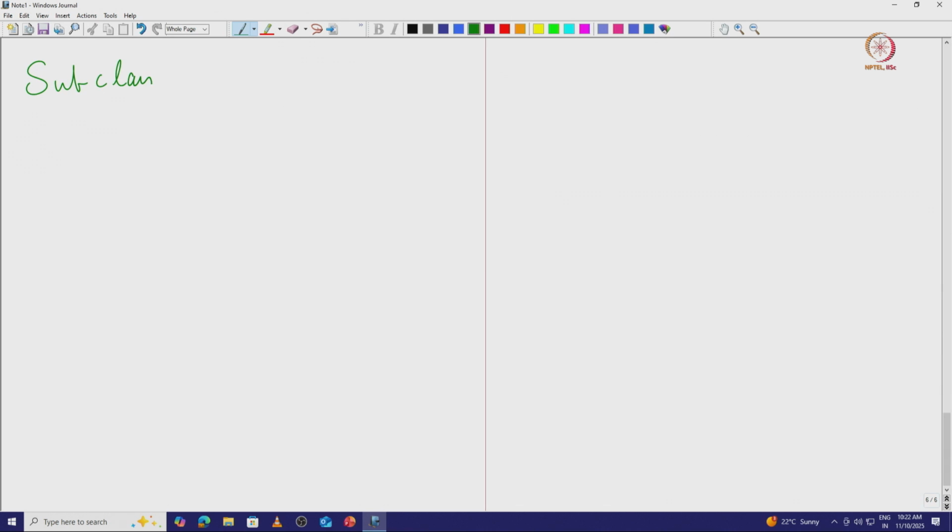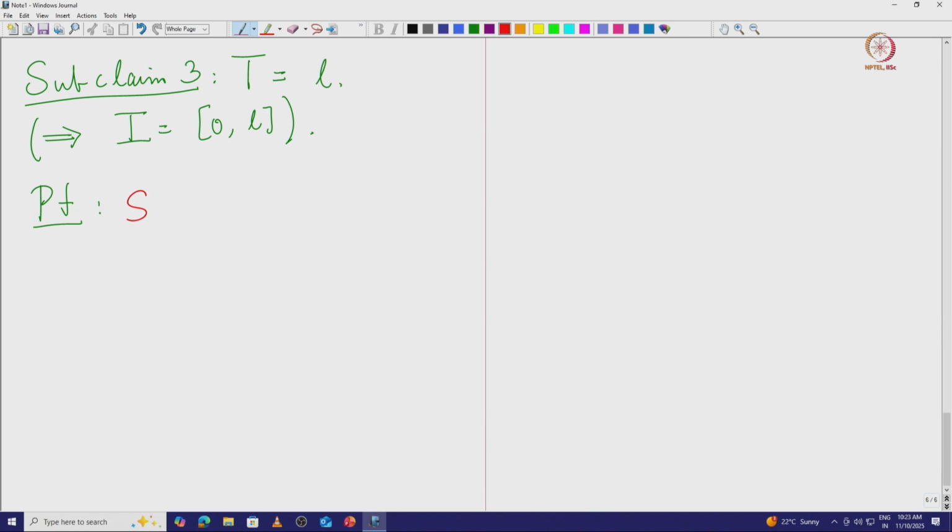I need to prove the following subclaim, that capital T is equal to L. So then this in particular will imply that this interval I is the entire interval 0 to L. Okay. So what is the proof of this? Suppose for sake of contradiction capital T is strictly less than L. Okay.